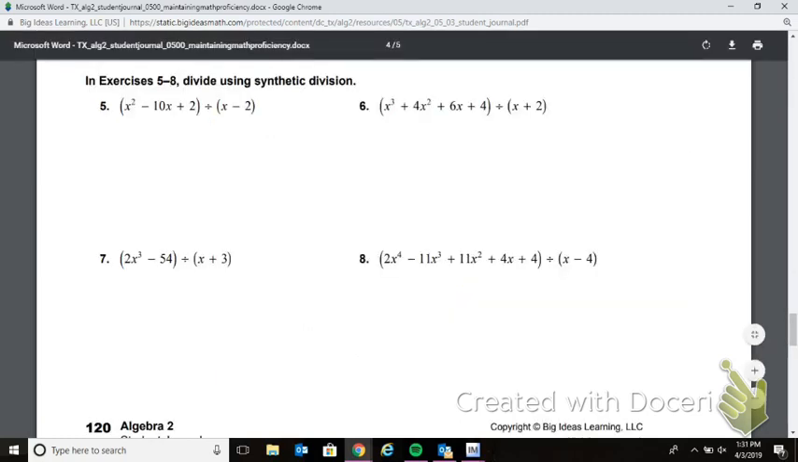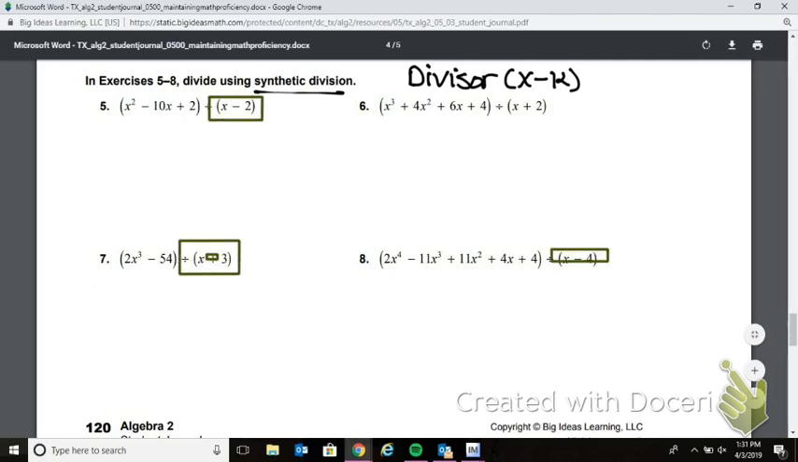Okay, so synthetic division is slightly different. You can only use synthetic division when your divisor is in the form of x minus k. It's going to be x plus or minus some number, and it has to be x to the first power. Do you notice how all of these divisors are x to the first power plus or minus a number? When you see that, you can use synthetic division. In the last problems, the divisors had squares or cubes in them, so you have to use polynomial long division if that's the case.